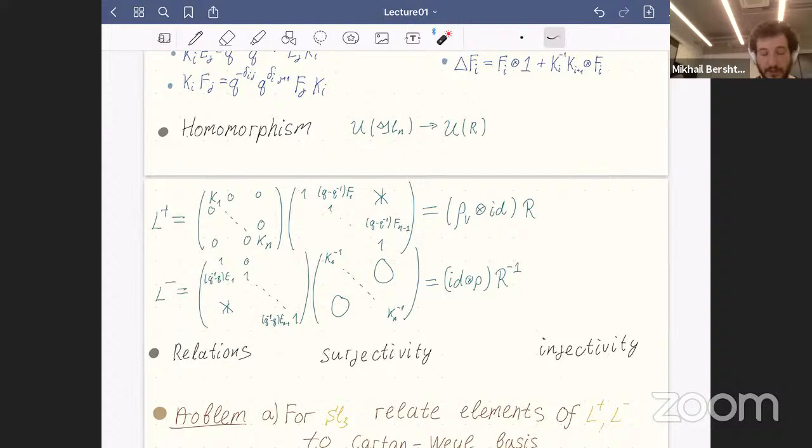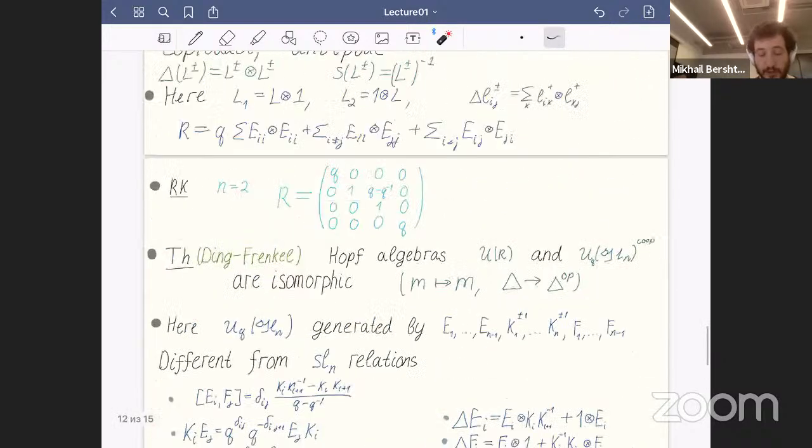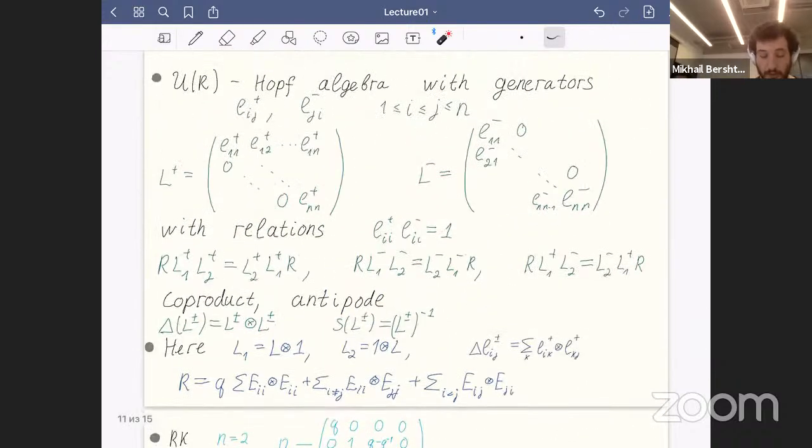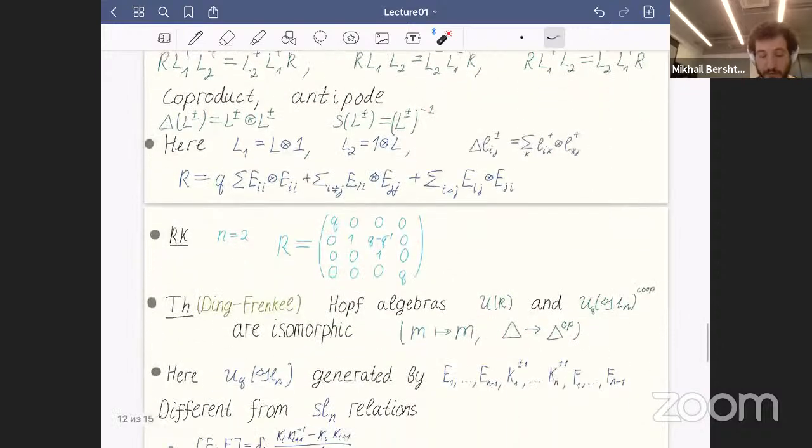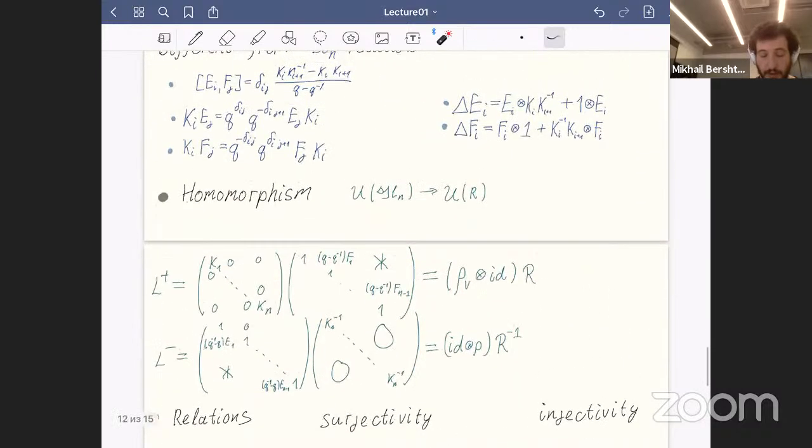L plus can be decomposed into the product of a diagonal matrix and a matrix with ones on the diagonal. This is because the diagonal elements of L plus are invertible, as written here, so we can divide by them. Here we have ones, and on the upper diagonal we have just the F's, generators which correspond to simple roots. The same for L minus, and here we have E's, again generators corresponding to simple roots, with a factor which we mentioned above, q minus q inverse, up to sign.